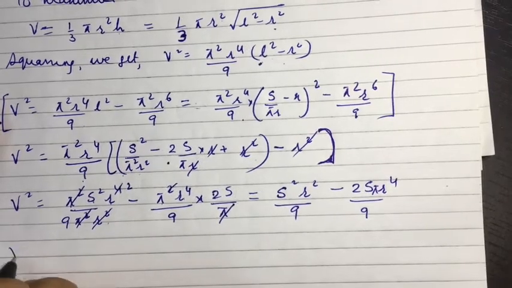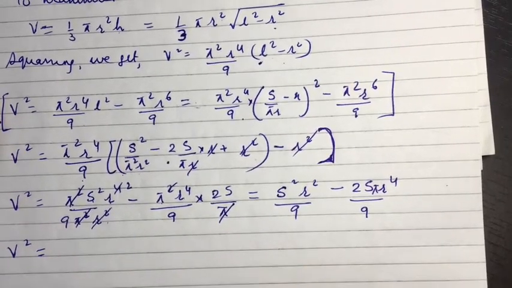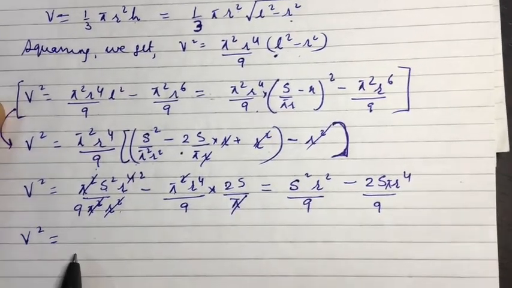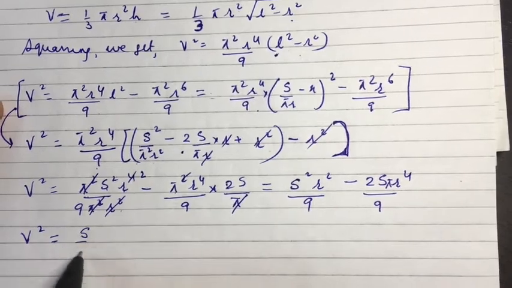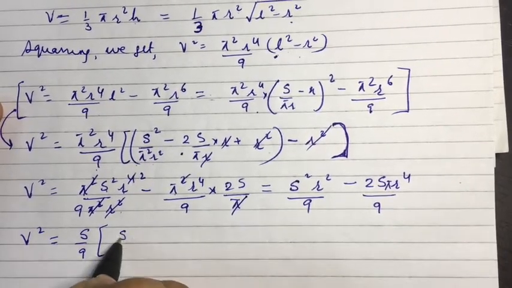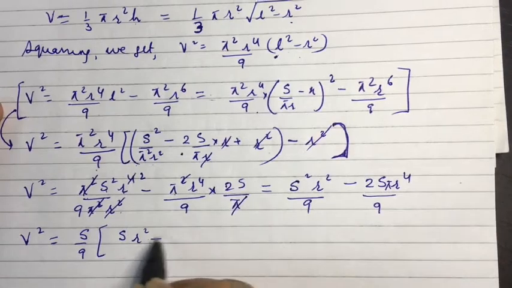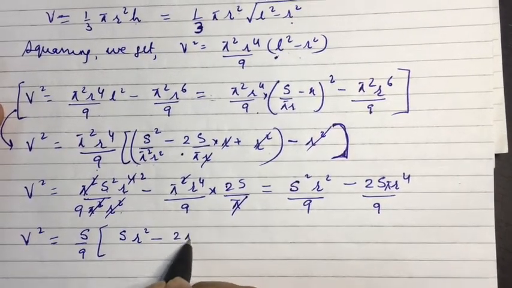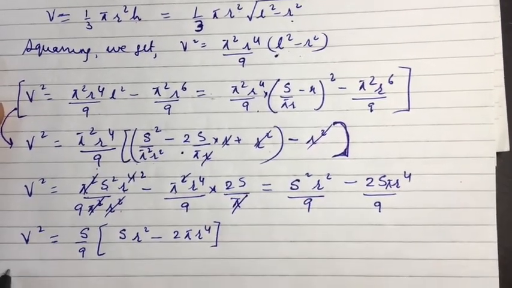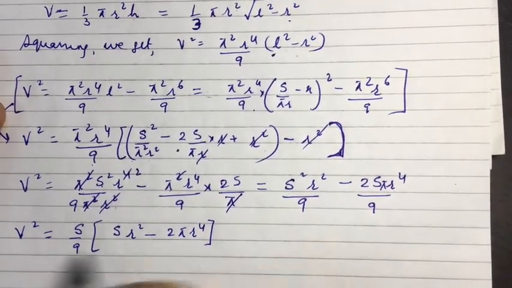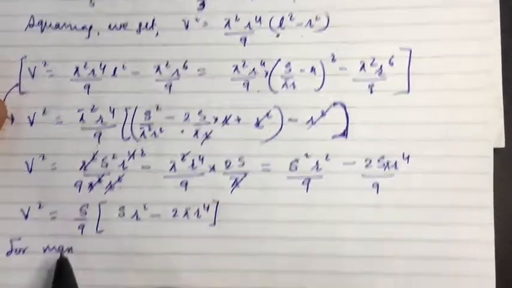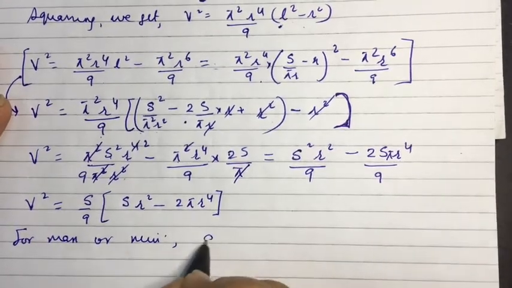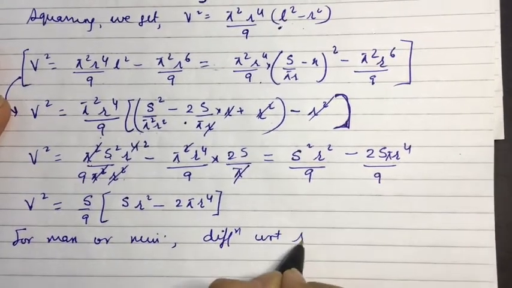Now let's take whatever common we can take. We have got v square is equal to, now we can take s over 9 common, we are left with s r square minus, s over 9 we have taken common, we are left with 2 pi r raised to power 4. Now for maxima or minima, we need to find the derivative. So differentiate with respect to r.